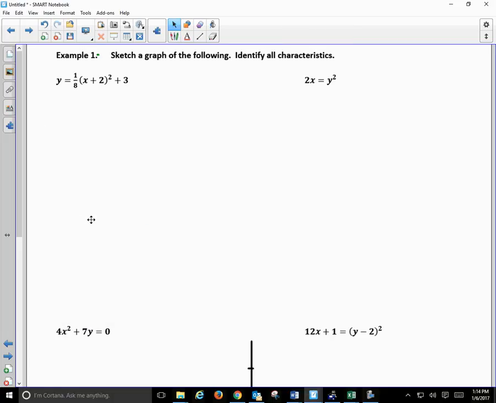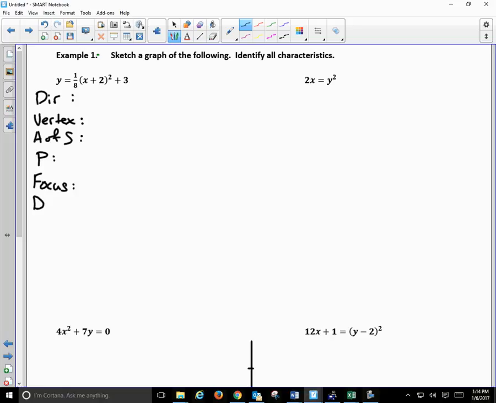Okay. So we got 4 problems to do, and then you get time to work today, probably about 10 minutes. This is y equals 1/8 times (x plus 2) quantity squared plus 3. Identify all characteristics. So we're going to do the direction. We're going to do the vertex. We're going to do the axis of symmetry. We're going to find our p-value. We're going to find our focus. We're going to find our directrix.